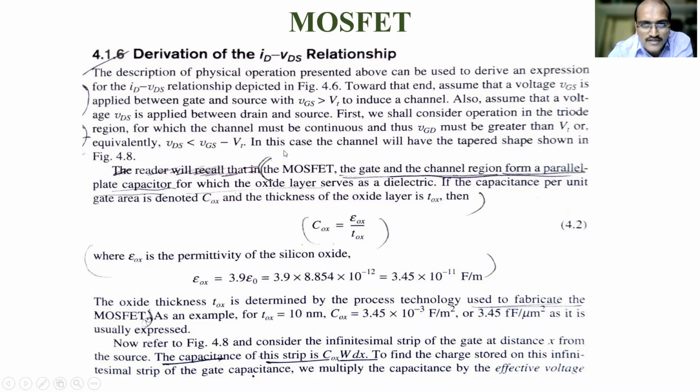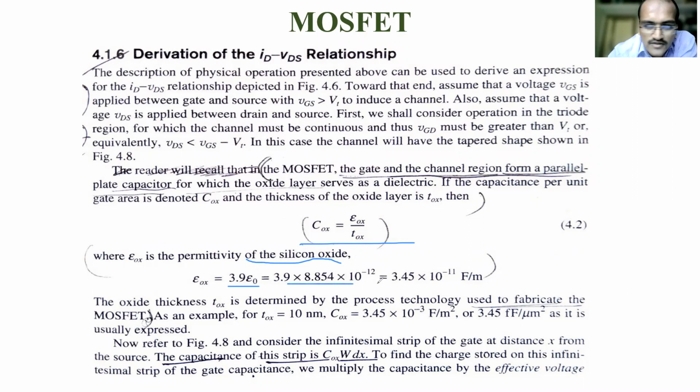So then we can write the capacitance as permittivity by thickness. This is from your basic physics, I think. The equation comes from EOX, which is nothing but the permittivity of the silicon oxide, given as 3.9 epsilon naught, that is, epsilon R into epsilon naught. So 3.9 is epsilon R, the relative permittivity, and epsilon naught is the permittivity of free space.